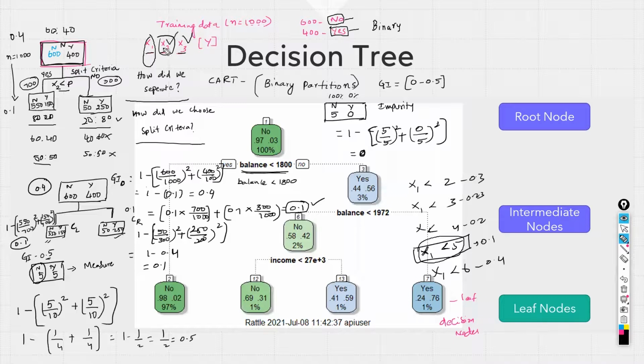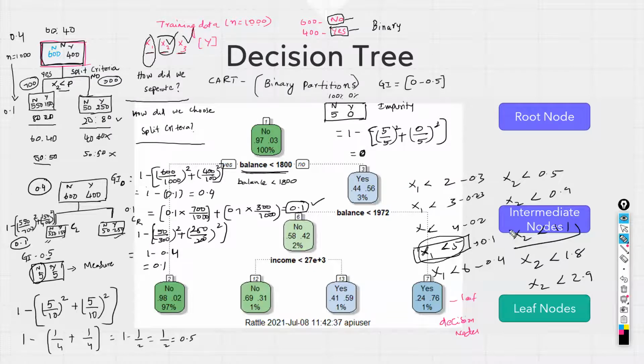And x3. Try to find out what are the splits available in x2. Try to find out what are the splits available in x3. Then you find the best split within x2 as well. So for example, in x2 we have x2 less than 0.5, x2 less than 0.9, x2 less than 1.1, x2 less than 1.8, x2 less than 2.9.